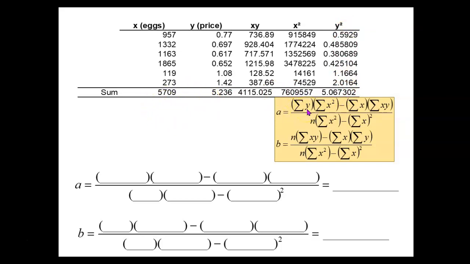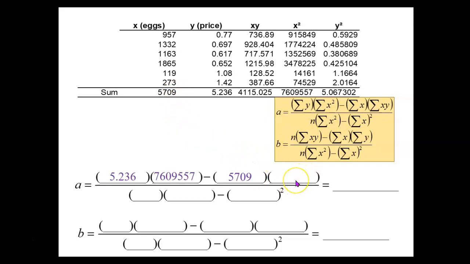So in the formula for a, what number goes here? It's the sum of the y's, which is 5.236. What number goes here? This is the sum of x squared, so that would be 7,609,557. What number goes here? This part of the formula asks for the sum of the x's, and that's 5,709.